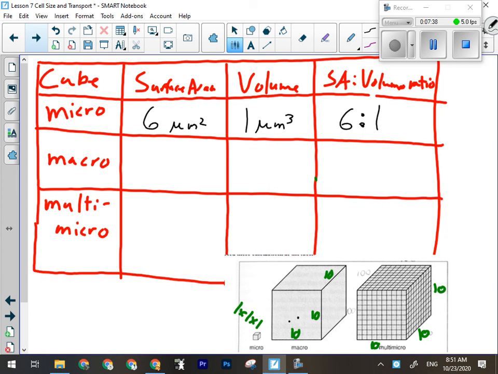Macro is still just a cube, but it's 10 by 10 by 10. Its surface area is going to be 10 times 10, which is 100, times the number of sides, 6. So 100 times 6 is 600. Its surface area is 600 square micrometers. So its surface area went up. But look what happens to its volume. 10 times 10 times 10, what's its volume? 1,000.